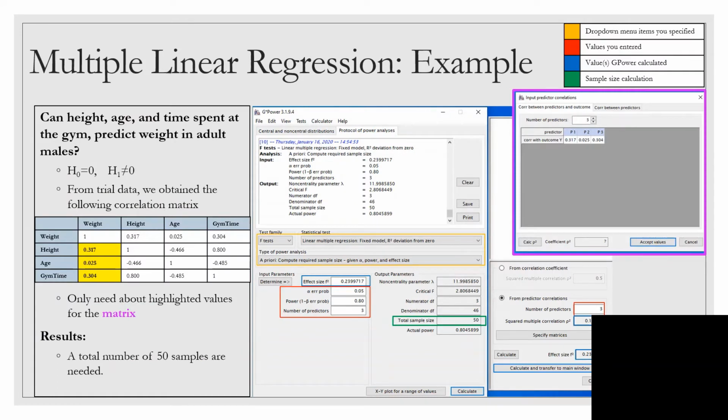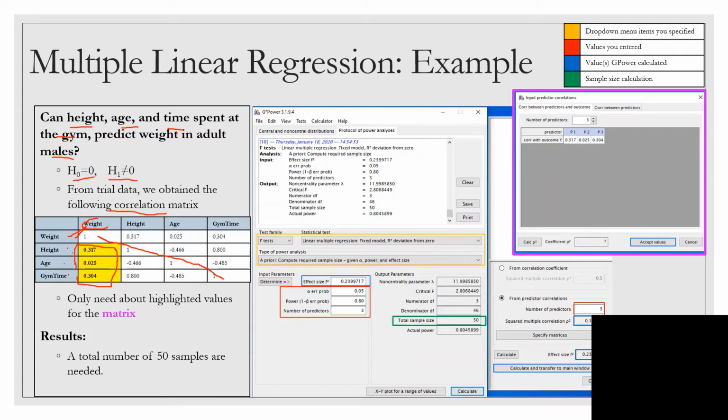Digging into that example, can height, age, and time spent at the gym predict weight in adult males? Null is it can't, the alternative is it can. So we do some trial data. This is a correlation matrix, so it looks at the correlation of each variable to each other. See the diagonal isn't really informative because these variables are perfectly correlated with each other. And the lower triangle and the upper triangle are the same. They're just either weight versus height or height versus weight. It's the same thing. And since we're only interested in the correlation of weight to these other ones, we only need the 3 highlighted values of weight compared to each of the other 3. We don't need, like, say, gym time compared to height or height compared to age, etc.